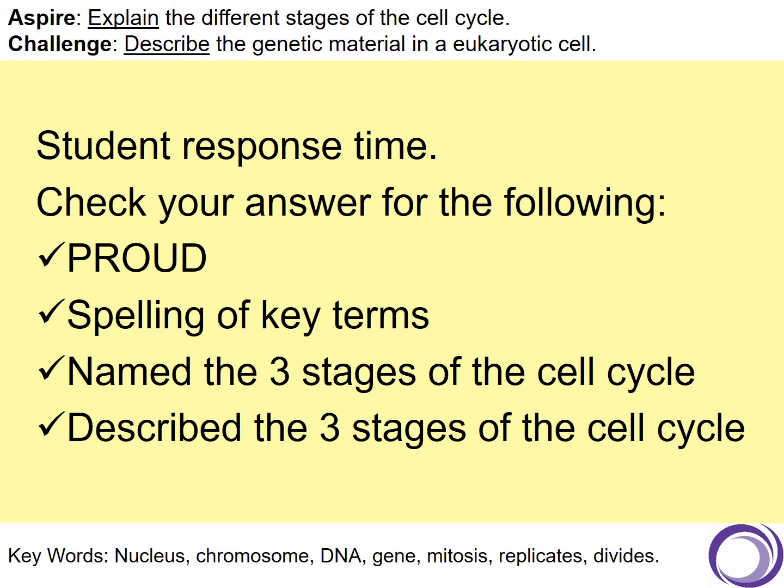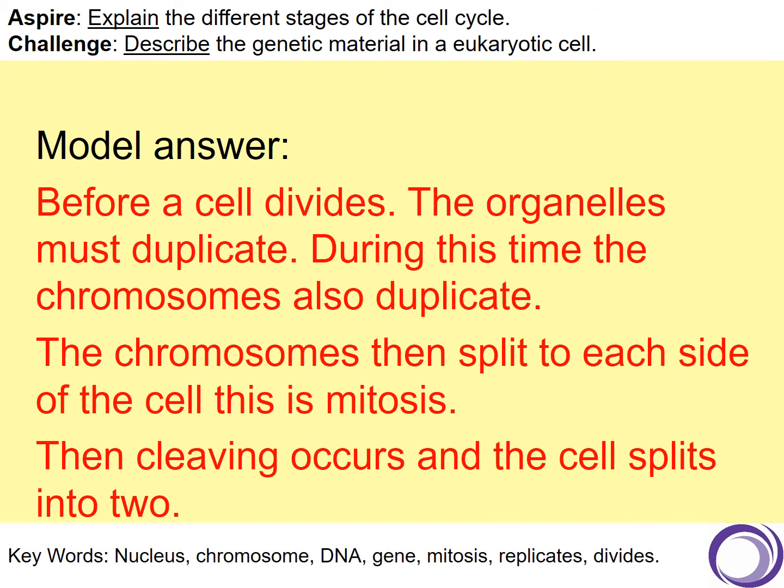Name the three stages and then describe them. So here's what you should have had. Before it actually divides, organelles duplicate, and you might have put DNA duplicates or chromosomes duplicate. They're all acceptable. Then you've got to say that the chromosomes will split to each side of the cell, so you might have said they line up in the middle of the cell and then move to each end of the cell. That's fine, and that's called mitosis.